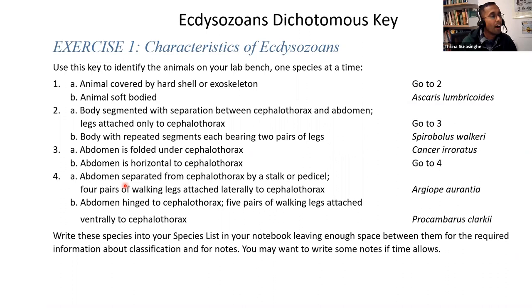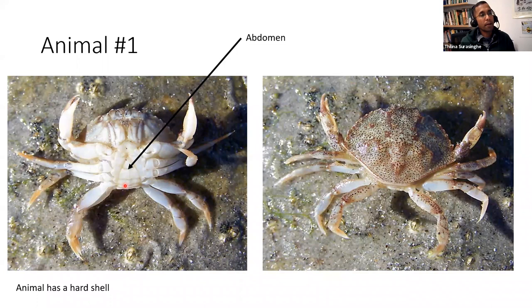Two, body segmented with separation between cephalothorax and abdomen. Legs attached only to the cephalothorax. B, body with repeated segments, each bearing two pair of legs. Let's look at this guy. Well, this is abdomen. So this is actually cephalothorax. They have legs. All of them seem to be connected to cephalothorax, right? Yeah, it's not connected to abdomen. Abdomen is folded on to the underneath of the cephalothorax.